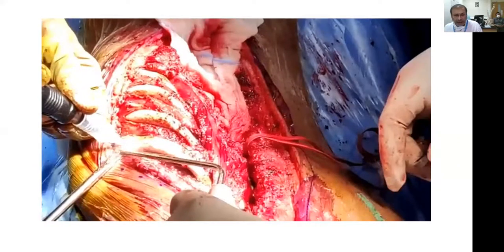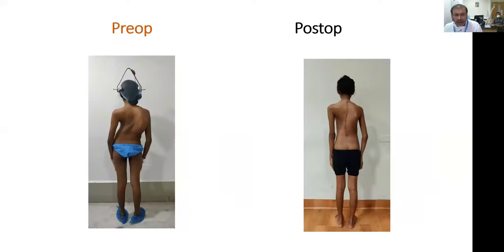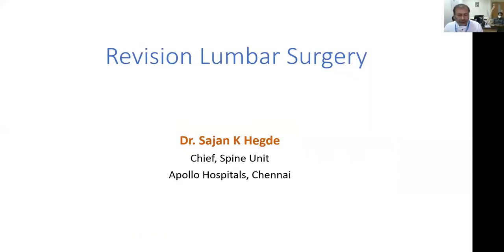And the instrumentation, you can see the two bands in place. This deformity of 118 was reduced to maybe around 20 degrees. And that's how she looks after surgery. So it's all about safety and reducing blood loss and doing it in a more precise manner. And I think for today's surgeon, the ultrasonic scalpel, he cannot do without it. I don't think any spine work can be done without having this.